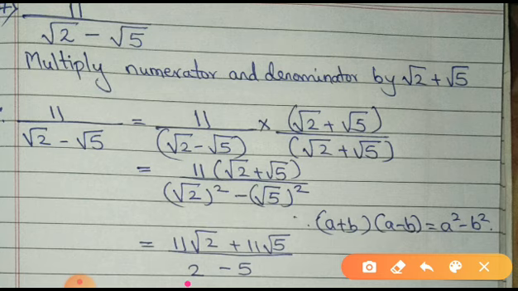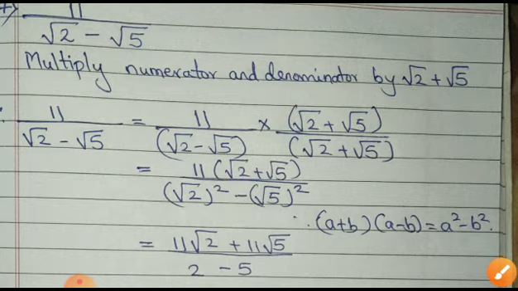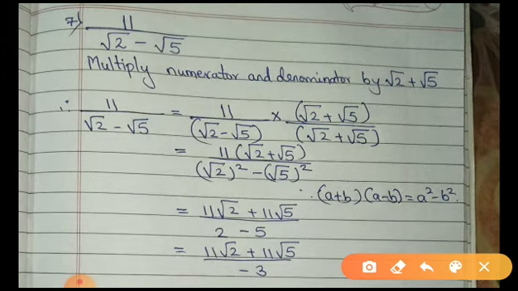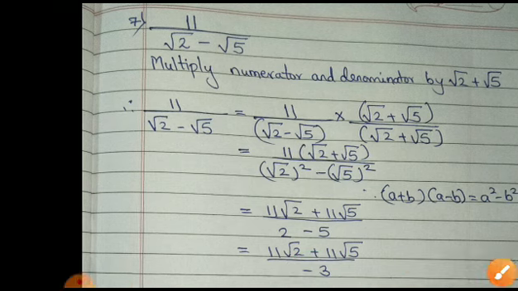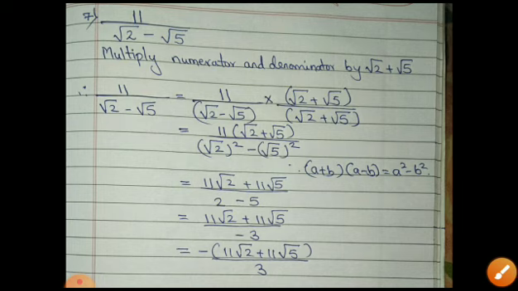Minus 3. And this 11, I have to multiply it to both. Distributive property I have to use. So 11 into root 2 plus 11 into root 5. Hope it is clear. So in the denominator, I have what? It is minus 3. The denominator should not be negative, so the negative sign should be given to the numerator. Okay, so this will be my next step.